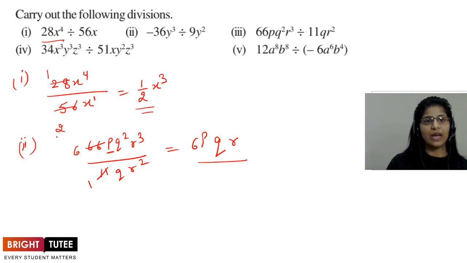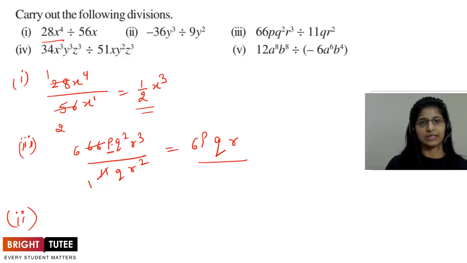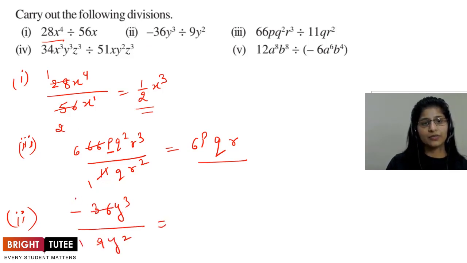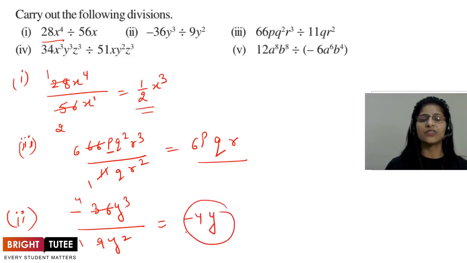Now we have done this third part. Let's try the second one also now. This was the third part, not the second. So third is minus 36y cube divided by 9y square. So 9 ones are 9, 9 4s are 36. So minus 4, y cube upon y square will just be giving us y. So minus 4y is the answer for this part.